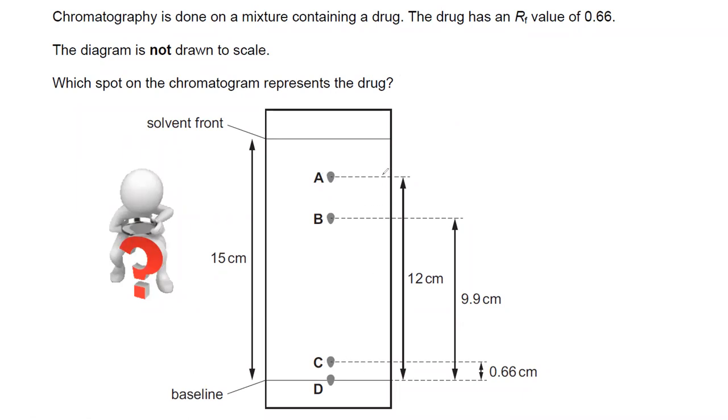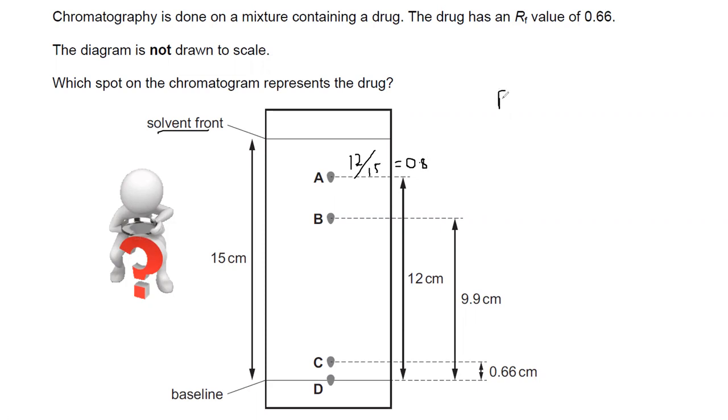For example, if we want to calculate the RF value for A, the distance moved by A from the origin, from the baseline, is 12. So this will be 12 divided by the distance moved by the solvent. This is the solvent front and it moved 15 centimeters. So 12 divided by 15. So what is 12 divided by 15? That equals 0.8. So RF value for A is 0.8.